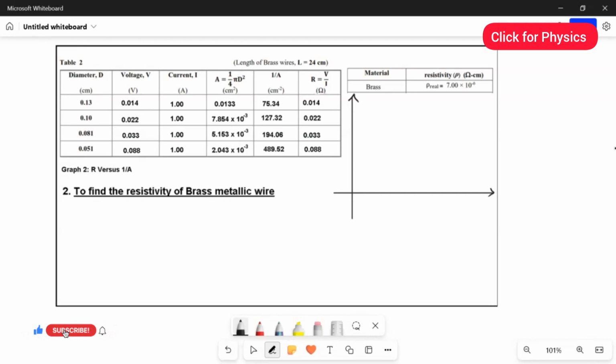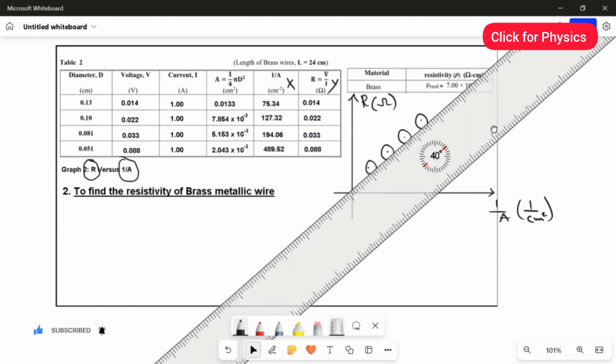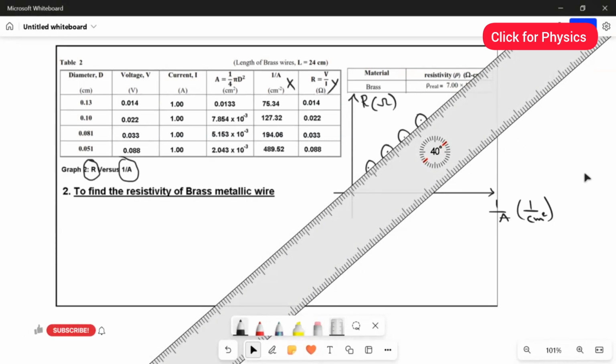Now we have to draw the graph between resistance and 1 over area. For this, on the y-axis we take the resistance value, and on the x-axis we take 1 over area. The unit for the resistance is ohm, and the unit for 1 over area is 1 over centimeter square. Here also we have 4 points. We fix those 4 points, and then connect them using the ruler. So let's connect these points by ruler and draw a straight line through the 4 points.